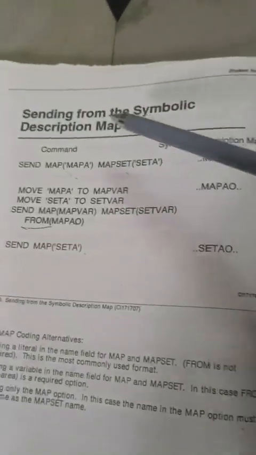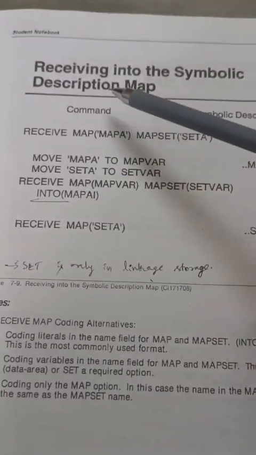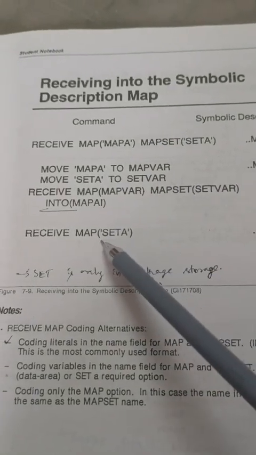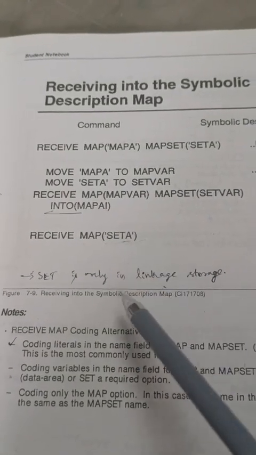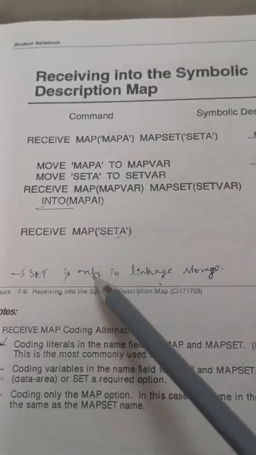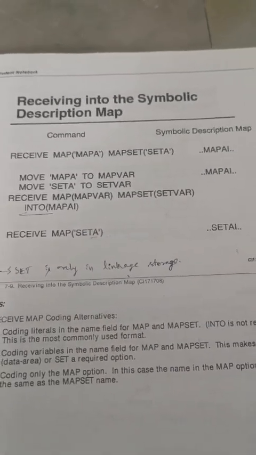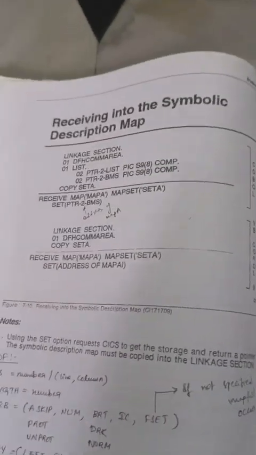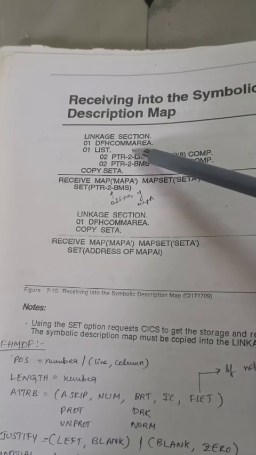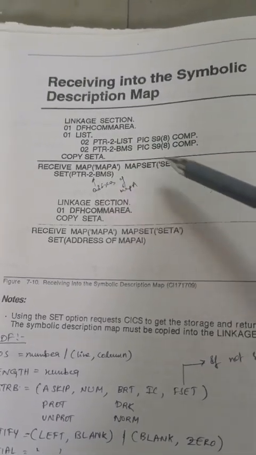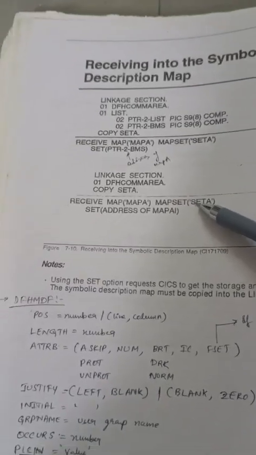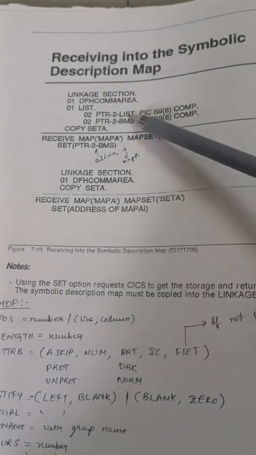And receiving, these are sending maps, and we can send. How to receive a map, same thing. If you are coding the same name or a different name, and the map and map set name are the same, and here we are using the INTO option. SET is only for the linkage section. And this is a RECEIVE INTO symbolic description map in the linkage section. We have to use an explicit parameter, like we have seen earlier, SET or the GETMAIN option, to get a storage area for the maps here.